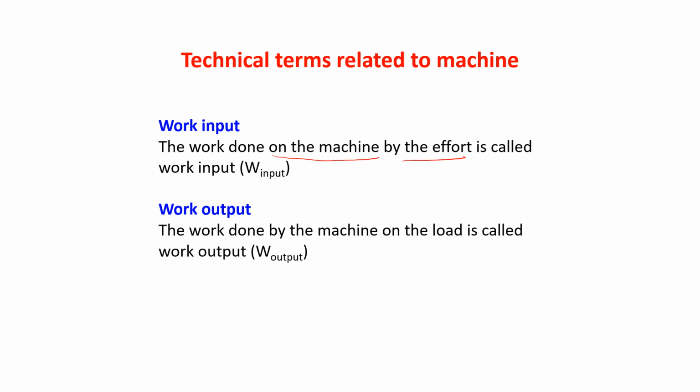So input is the work done on the machine by the effort, and work output is the work done by the machine on the load. That is coming out as output. How much output I am getting. If a machine is working, then how much output we are getting, that is the work output. I think I am clear to you.